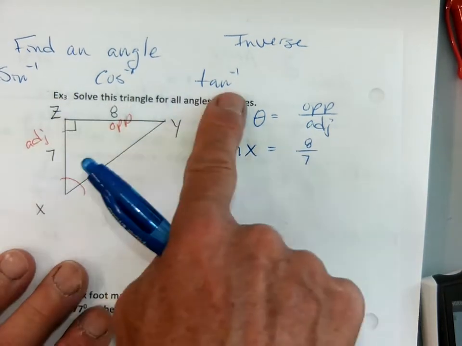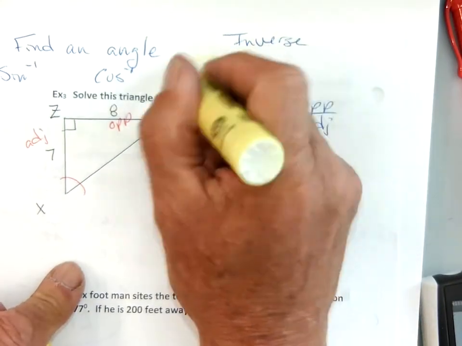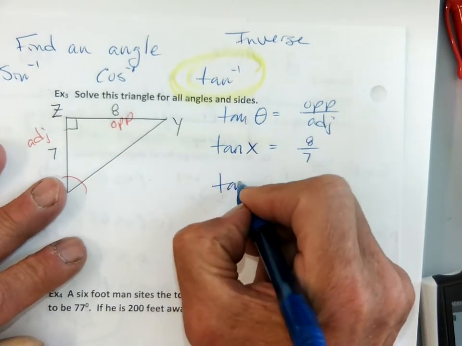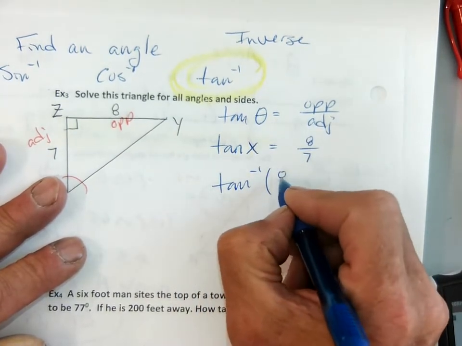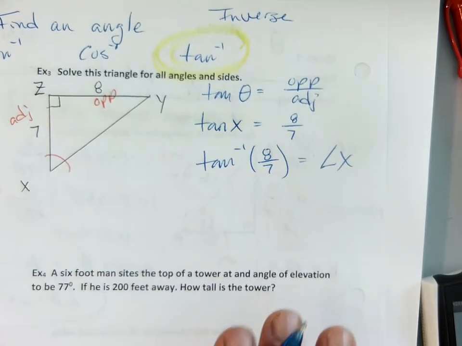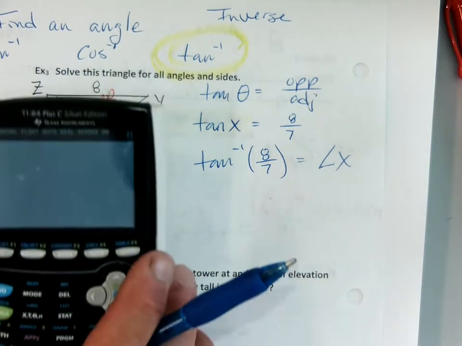We need to use this button. I'm going to highlight that, okay? I want to use this button. That's the one I want. So I'm going to rewrite this as tangent inverse of 8 over 7 will equal angle x, okay? Tangent inverse of 8 over 7 will equal angle x.